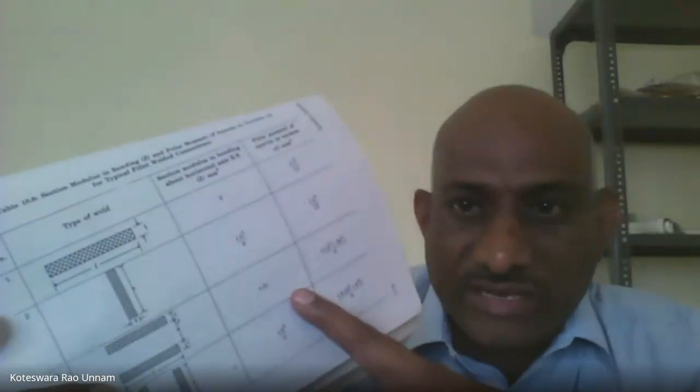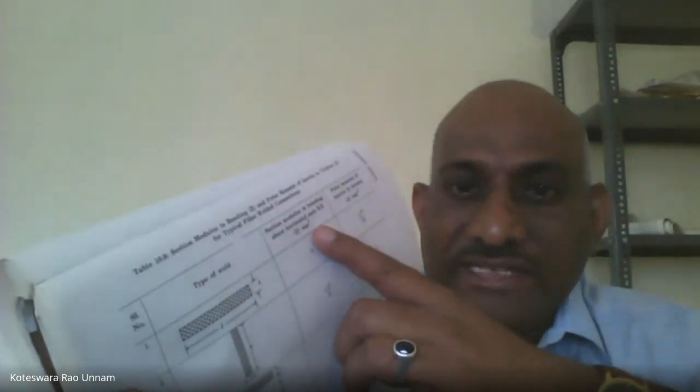If you refer to this particular table, he has given different sections of the weld. It's not a cross section, only sections of the welds. Then section modulus is given. After that, polar moment of inertia is given. So we need to use these formulas. Section modulus will be required later.